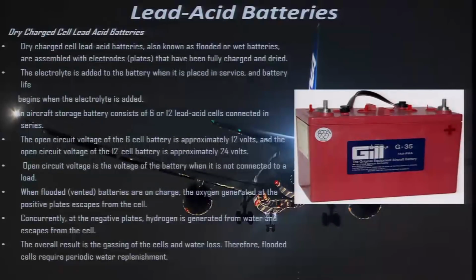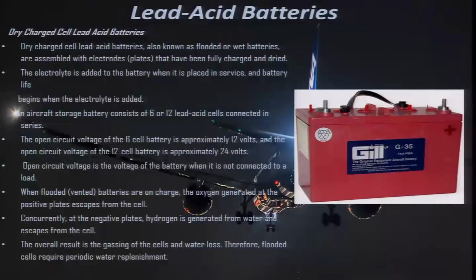An aircraft storage battery consists of 6 or 12 lead acid cells which are connected in series. The open circuit voltage of the 6 cell battery is approximately 12 volts. Open circuit voltage is the voltage of the battery when it is not connected to a load. The open circuit voltage of a 12 cell battery is approximately 24 volts.